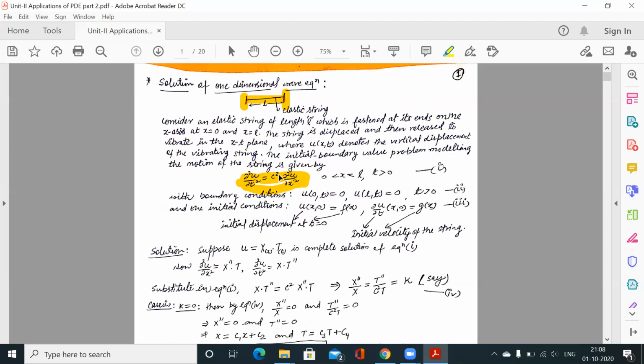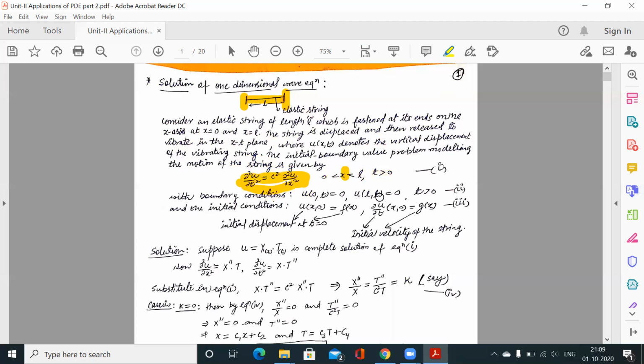∂²u/∂t² = c² ∂²u/∂x², where x is between 0 and L, because at the end points, x = 0 meaning this end, and x = L meaning this end, we don't have any vibrations. Vibrations are in between the length, when x is greater than 0 and x is less than L. At those points we have vibrations. Time starts with the vibration. Whenever we touch the string, it is going to start vibrating, so the time starts there also.